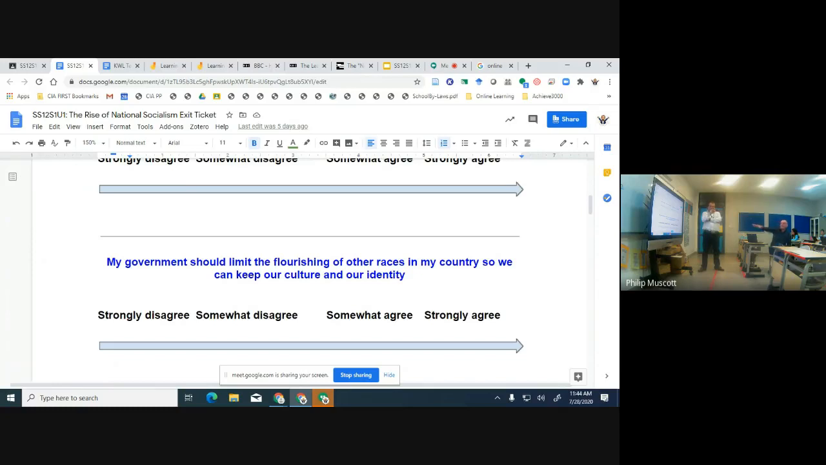Yeah, but then look at the question. My government should limit the flourishing of other races in my country so we can keep our cultural identity. Now you're losing your identity. It doesn't take anyone a lot of intelligence to realise that the Cambodian identity is being replaced by the Chinese identity. Are you happy with that?